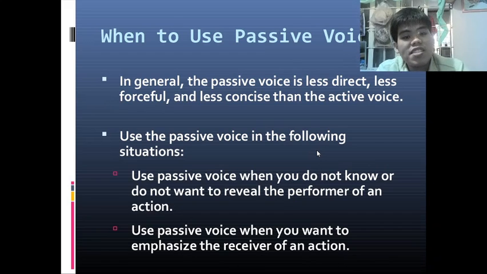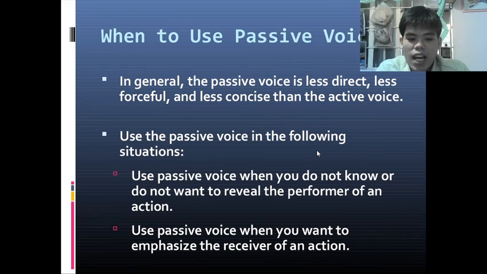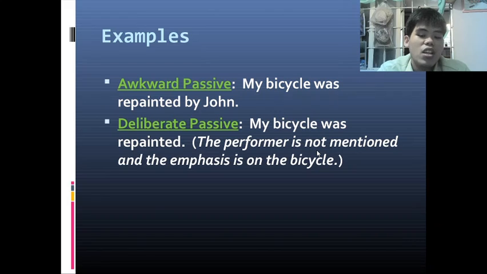When you want to emphasize the receiver of an action. So for example, my bicycle was repainted. Again, when you do not want to reveal who did the painting or who did the action. So, my bicycle was repainted. Who received the repainting? The bicycle.